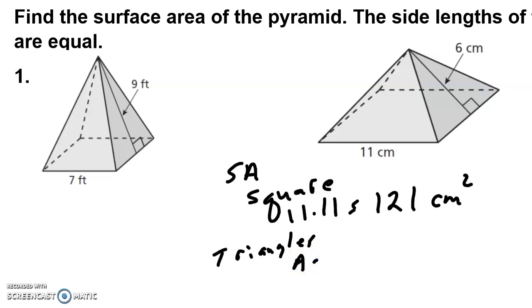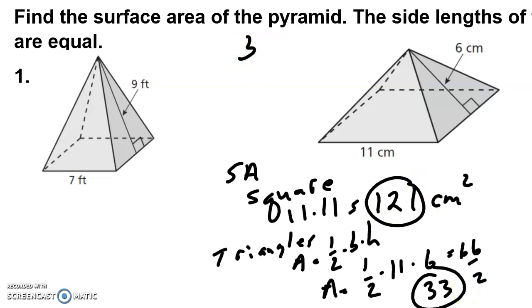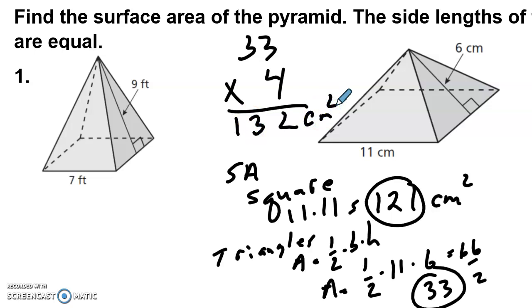are going to be half the base times the height. So half of 11 times 6. 11 times 6 is 66. Cut that in half, and we get 33. Now, if you remember, I don't just have one of these. I have 4 identical triangles. So if I multiply it by 4, we are looking at 132 square centimeters for the sides.